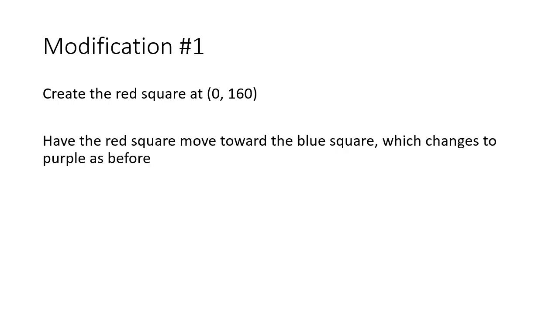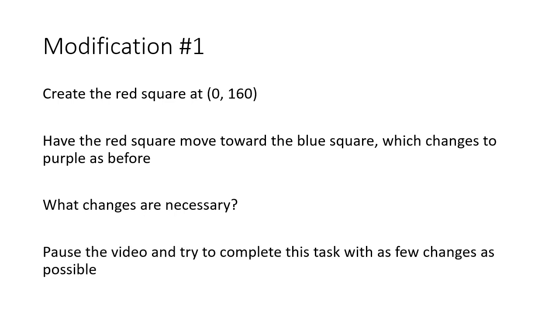All right, so let's look at a modification of the problem. Now let's create the red square. Instead of in the corner, let's move it down the screen and create it at 0, 160. And then have the red square move toward the blue square, which again will still change to purple as the red square is crossing over. So what changes are necessary in order to make this modification?